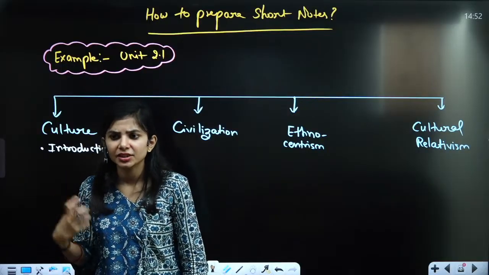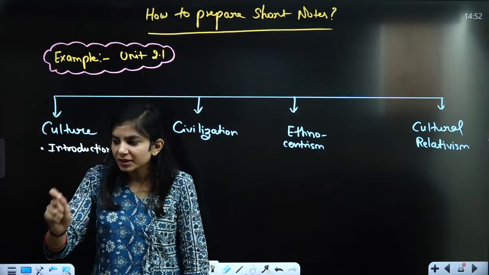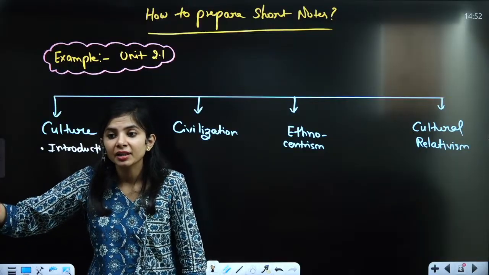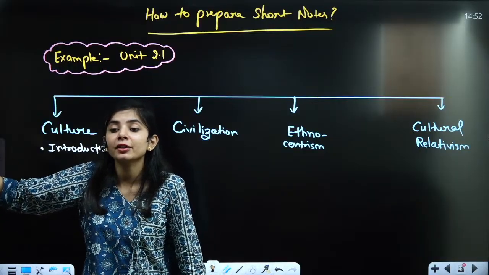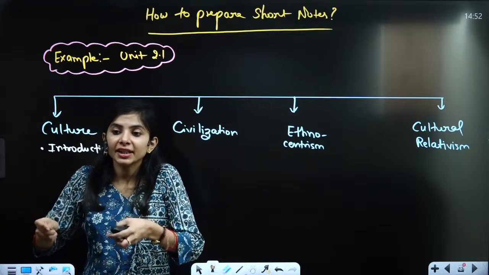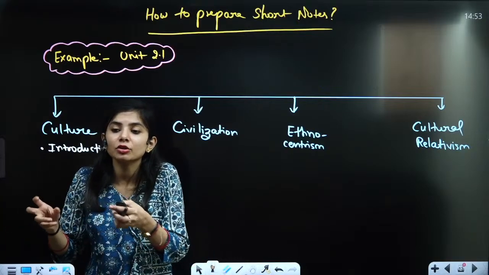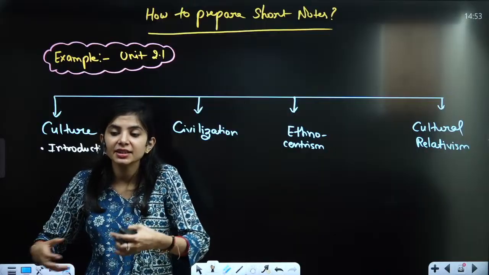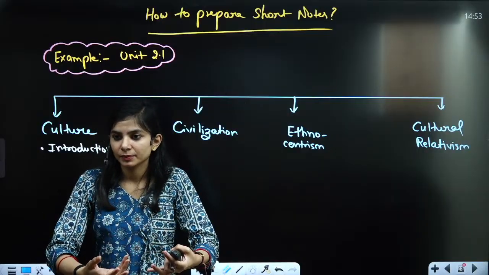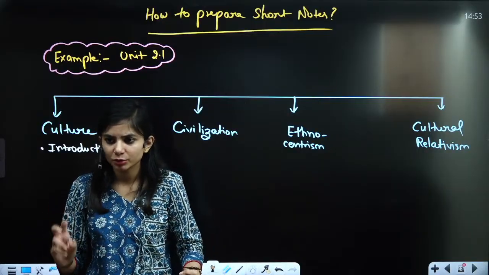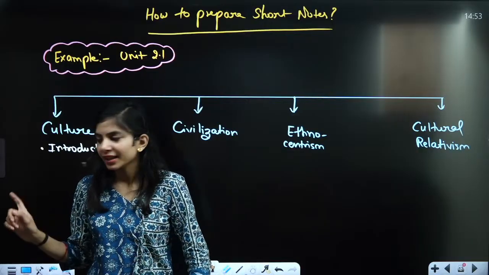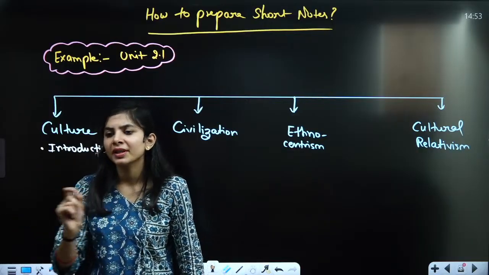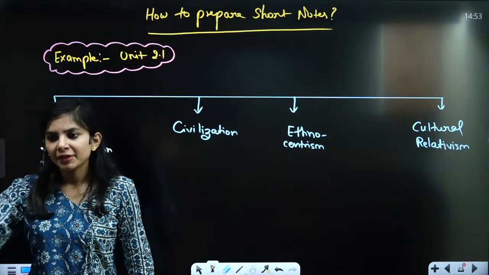Let us suppose culture. So each person is unique and has a unique pattern of living. Culture is nothing but a complex of ideas, patterns of thinking, and the way of life. This is something that I can show in terms of introduction. But here in my short notes, I would be writing only: every person unique.